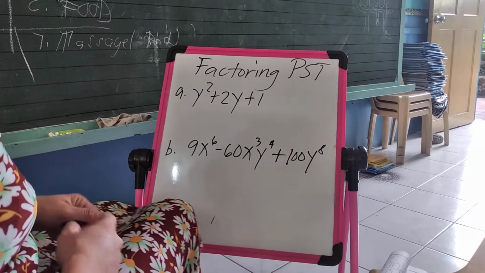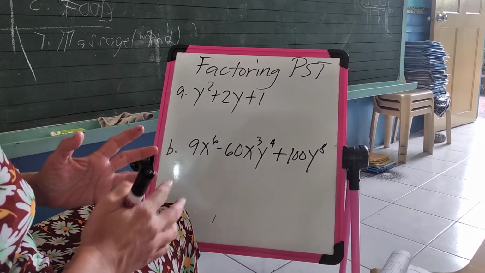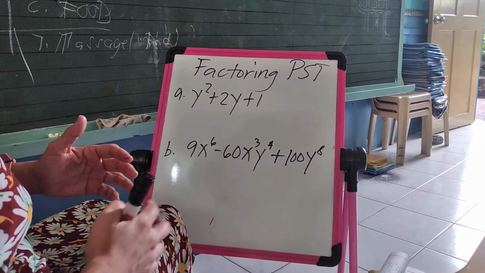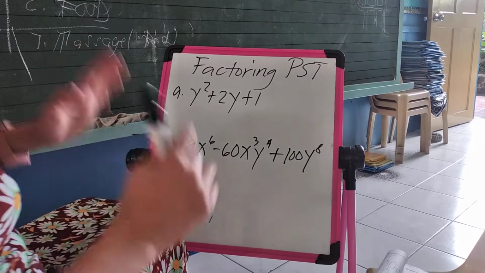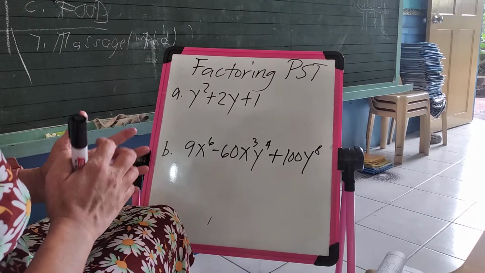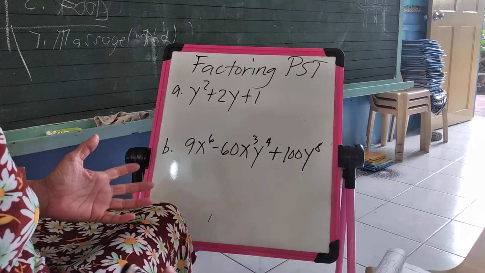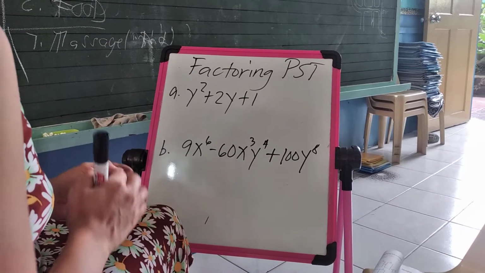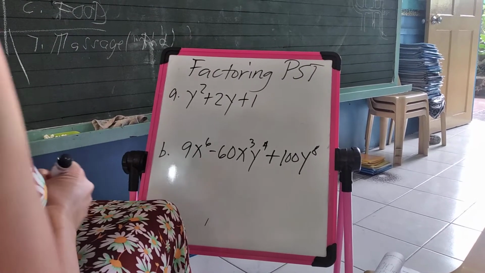Now, since you already know how to determine whether a given trinomial is a PST or not, it's time for you to factor. So, how do you factor? As long as it's a PST, a perfect square trinomial. So, before you factor, check first: is it a PST? And you know how, right? If it is, then factor it out because it's very easy.